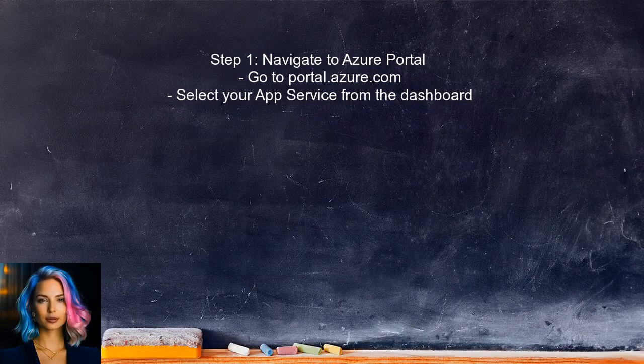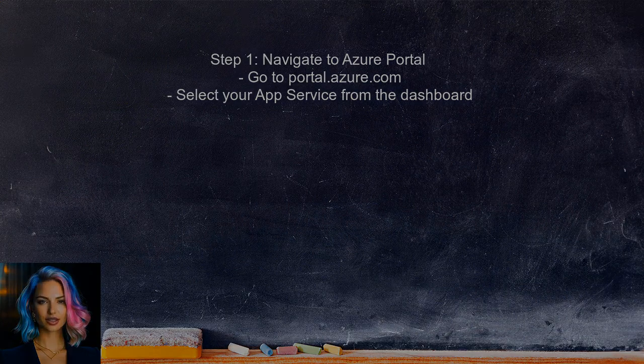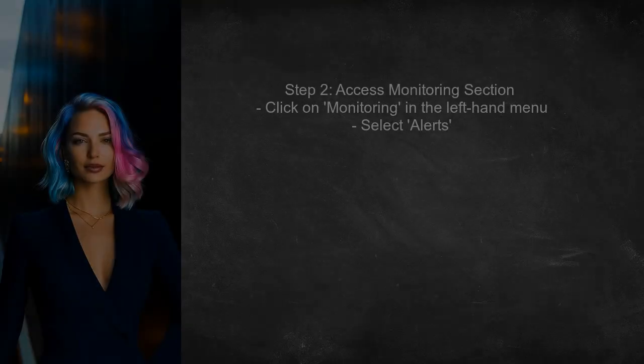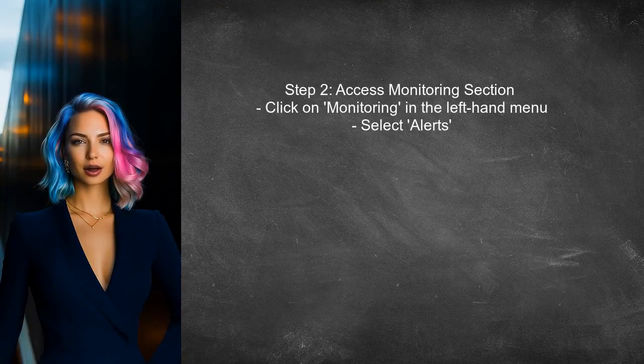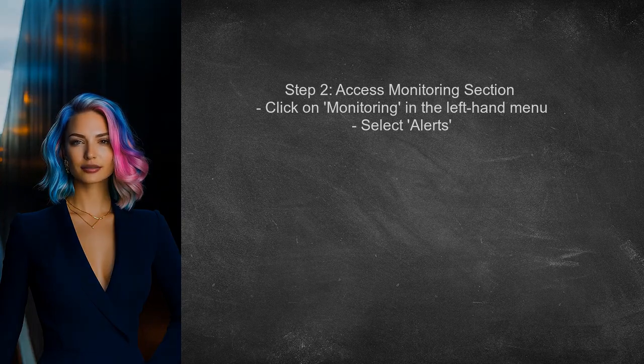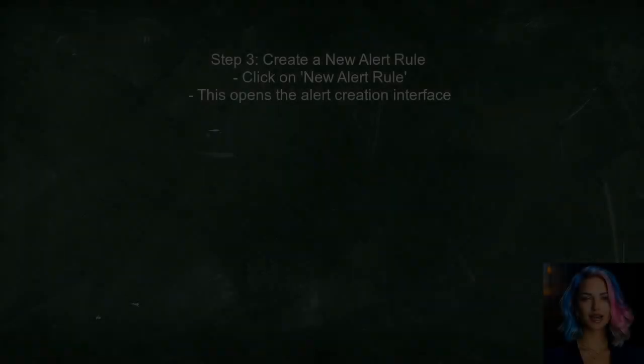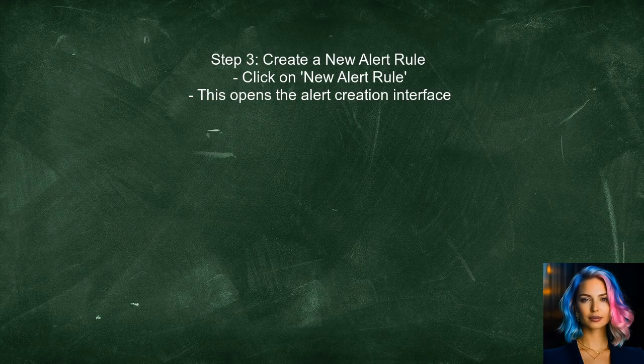To set up an alert for low disk space on Azure App Service, the user should first navigate to the Azure portal and select their app service from the dashboard. Next, the user needs to access the monitoring section in the left-hand menu. Here, they will find the option for alerts. In the alerts section, the user should click on New Alert Rule. This will allow them to create a custom alert based on specific metrics.